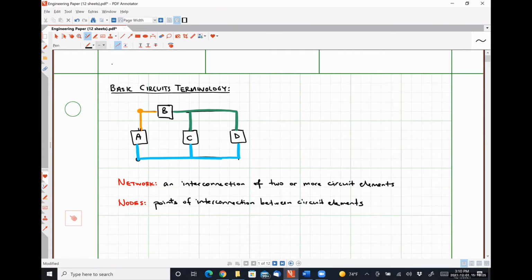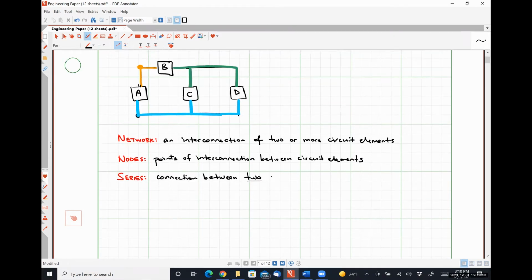So a series connection is a connection between two, I'm going to underline this, circuit elements with no additional branching paths.